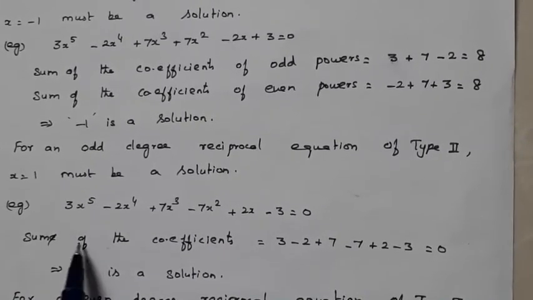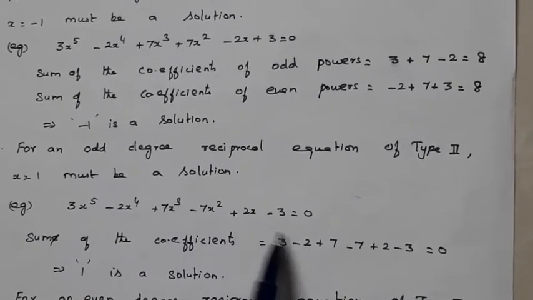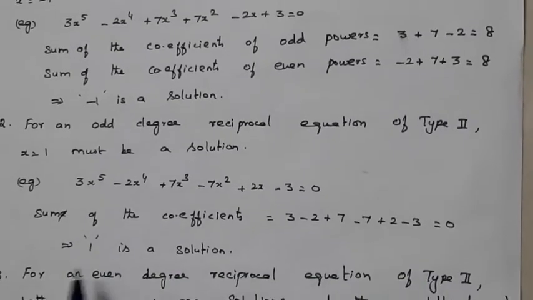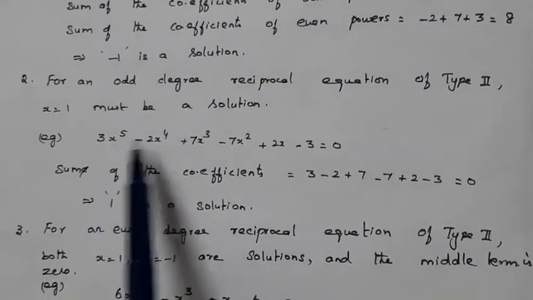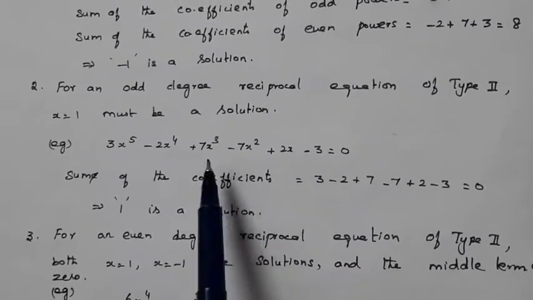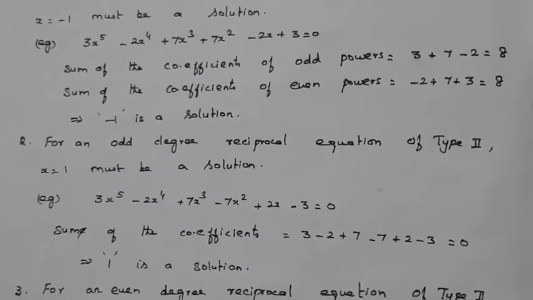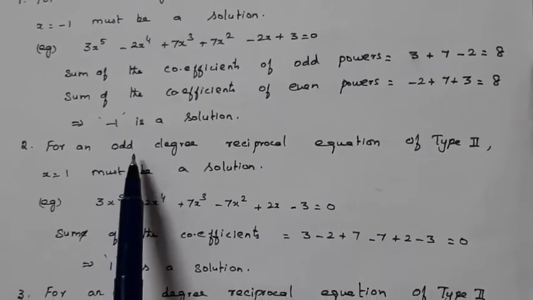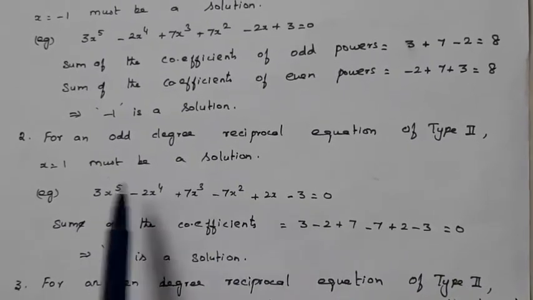What is the sum of all the coefficients? 3 minus 2 plus 7 minus 7 plus 2 minus 3. Everything gets cancelled, which is equal to 0. This means that 1 is a solution. It is obvious, as the coefficients are equal in magnitude throughout, that if you add them, the sum will be equal to 0. Why have they particularly given odd degree? If it is odd degree, then the number of terms will be even.